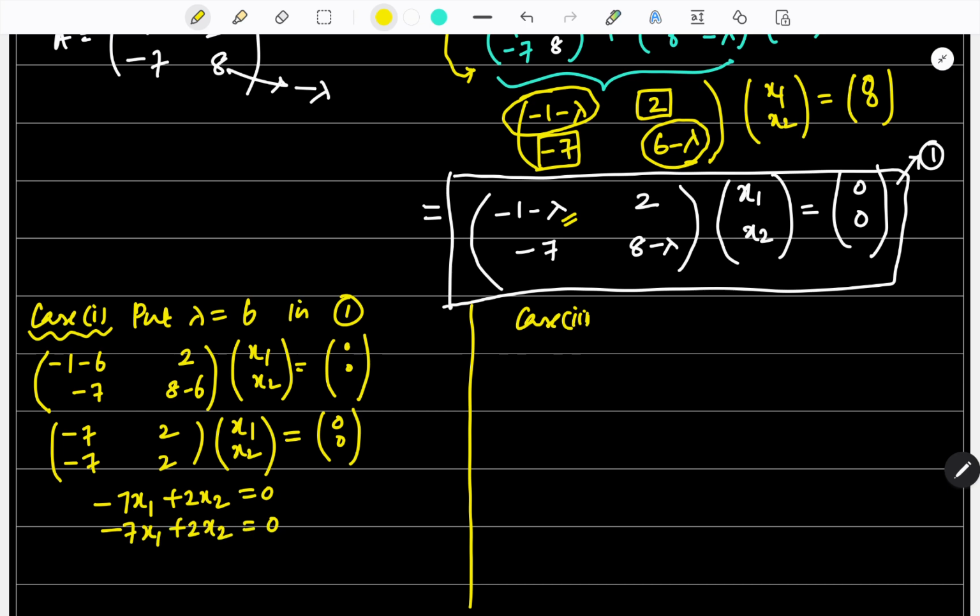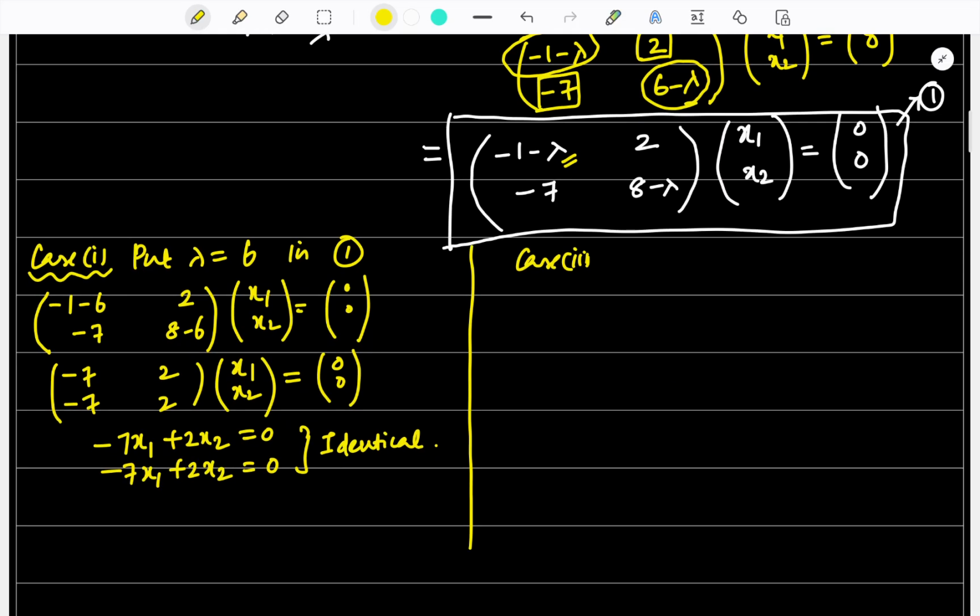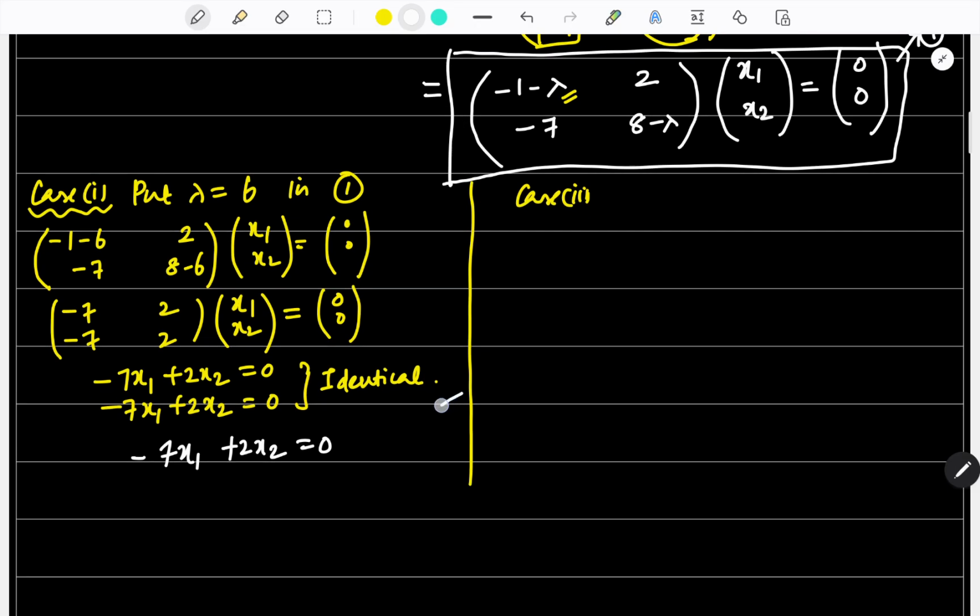Most of the time, you will get identical equations. Identical means you get the same equations. Keep that in your mind. My job is to find x1 and x2. So I take one equation, minus 7x1 plus 2x2 is equal to 0. Always try to find what x1 equals. So let me start doing this. Minus 7x1 is equal to, this goes to that side, minus 2x2.